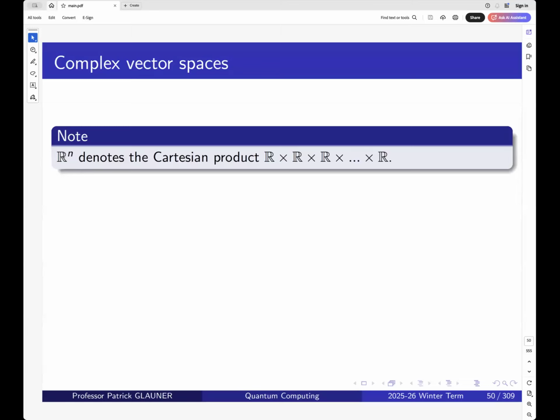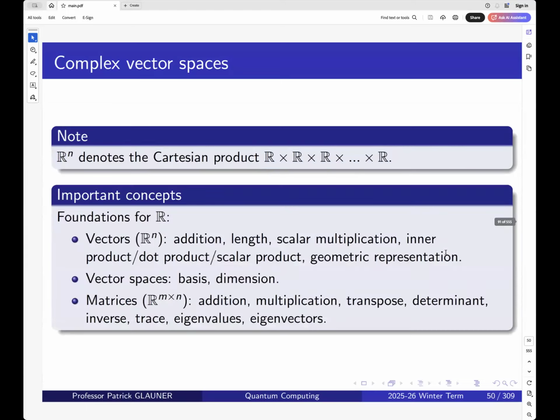And what we need to know is if you have something like R, the real numbers, to the power of n, this denotes the Cartesian product of R with itself, and so forth. So R to the power of 3 would be the Cartesian product of R, R, and R. And we would use this, for example, to express vectors, because vectors have n elements, and so far you have seen vectors with real numbers.